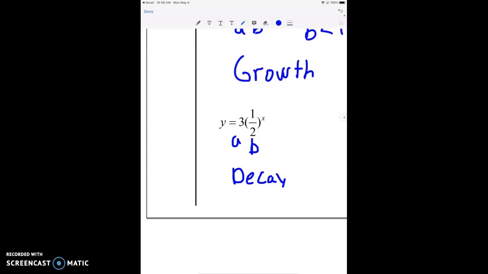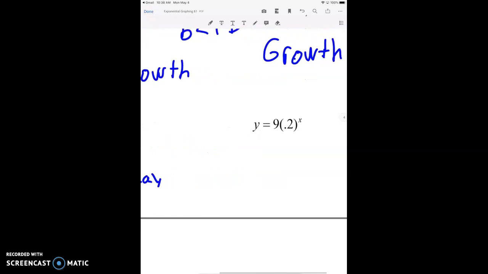Okay, and then finally, the last one over here. I have 0.2, and once again, 0.2 is less than 1. So because of that, I would say we have decay.